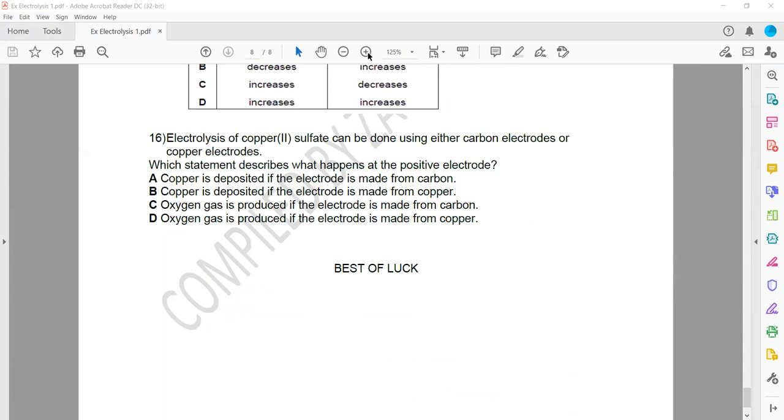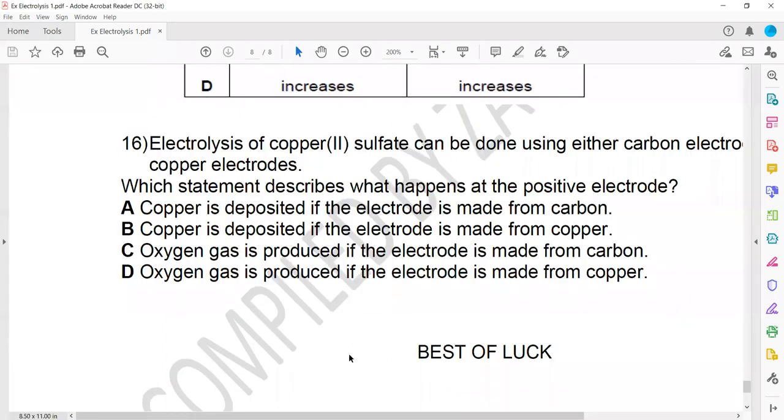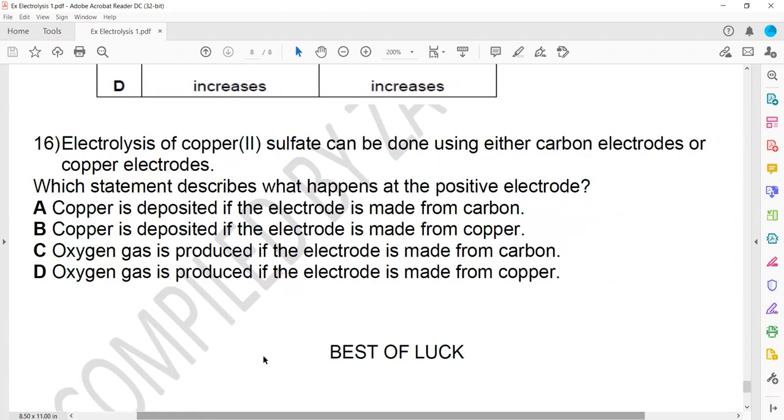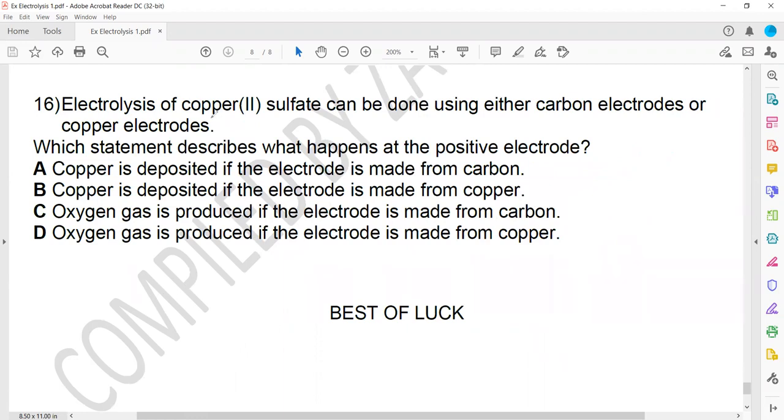And the last question is about electrolysis of the copper. So copper(II) sulfate can be electrolysed using carbon electrodes. Which statement describes what happened at the positive electrode? If we are using carbon electrodes, then oxygen is produced. So oxygen gas is produced if the electrode is made of carbon. That's why C is the right answer.